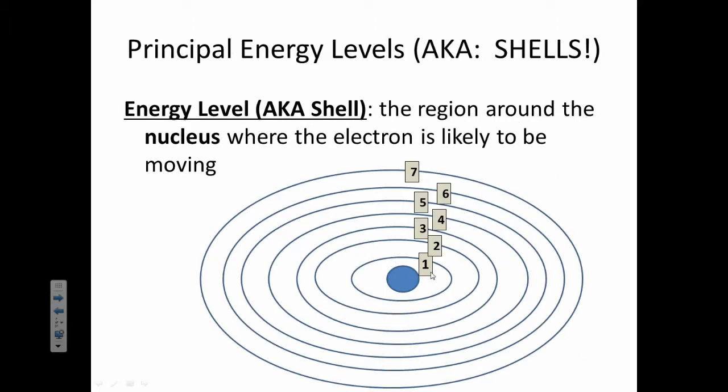So these are the shells, also known as energy levels. These are the regions around the nucleus where electrons are likely to be moving. So this is the first shell, the second shell, the third shell, the fourth shell, the fifth shell, the sixth shell, the seventh shell. These exist for all atoms, but sometimes they're just empty. They don't have any electrons in them.